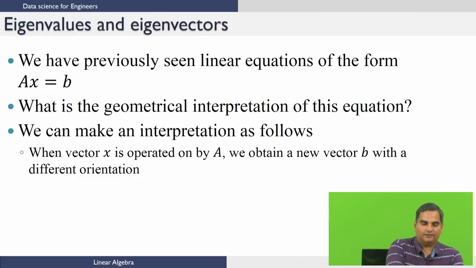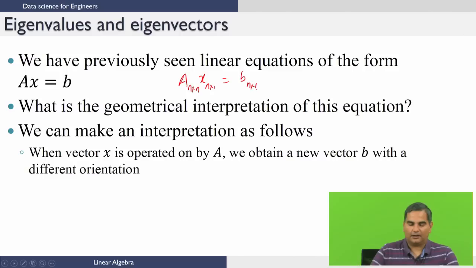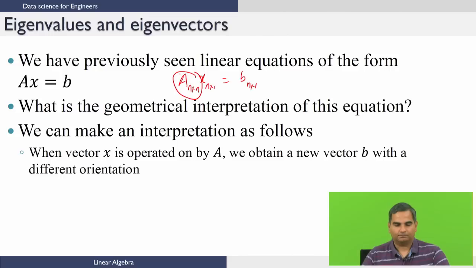We will start by saying I have this Ax equal to b, and A is an n by n matrix, x is n by 1 and b is n by 1. So, this is the kind of system that we are looking at. We are going to only look at square matrices, n by n. Now, you can think of this as n equations and n variables.